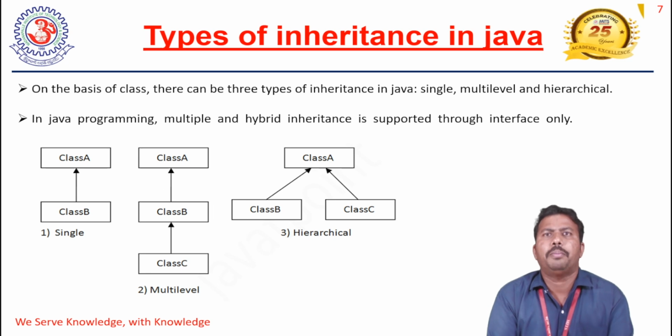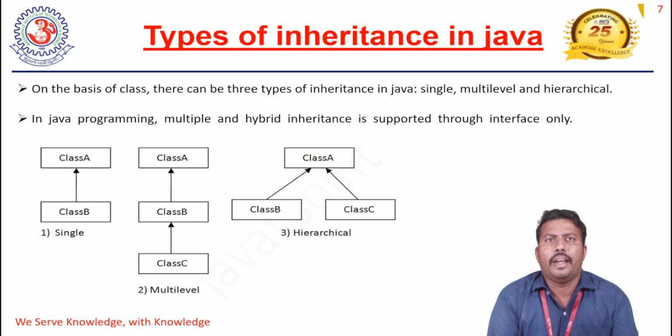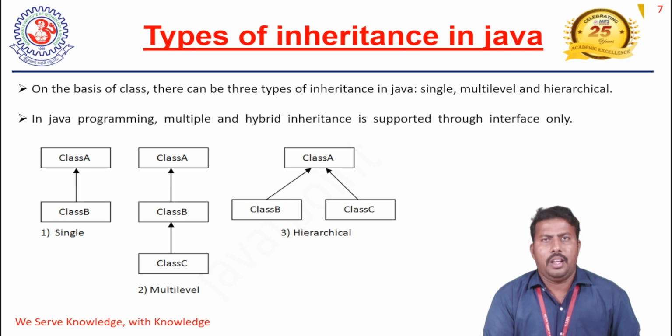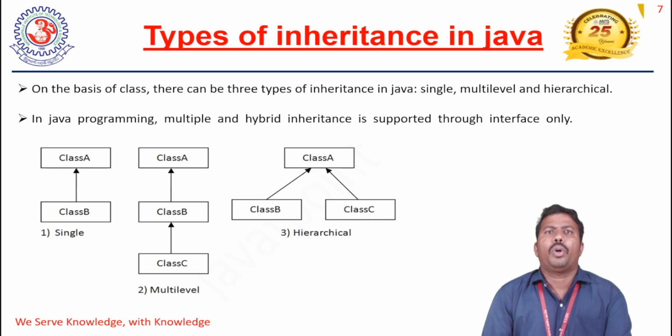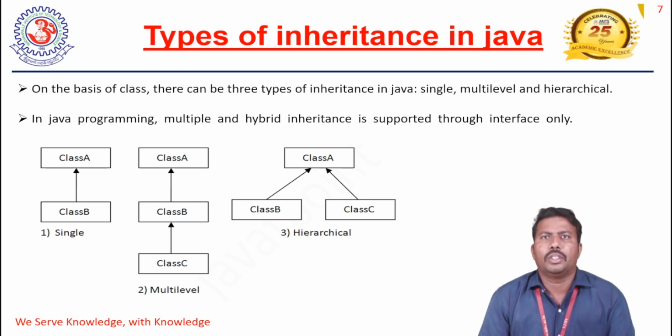Next, types of inheritance. Here we can see different types of inheritance on the basis of the terms. There are different types of inheritance in Java: single, multilevel, hierarchical, multiple, and hybrid. In Java programming, multiple and hybrid inheritance is supported through interfaces only.